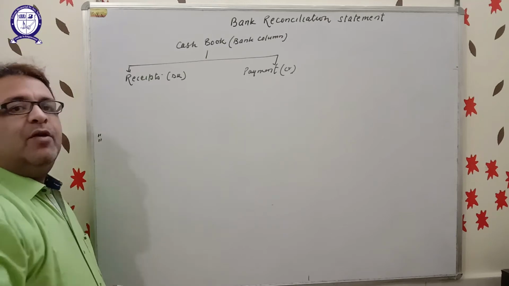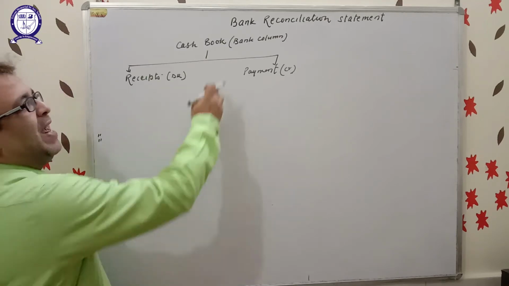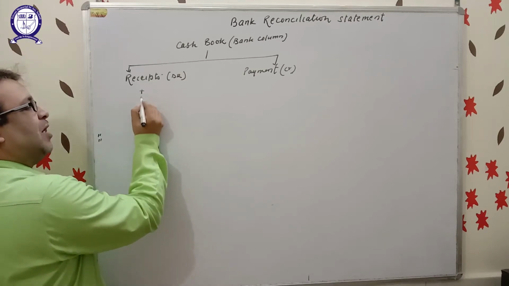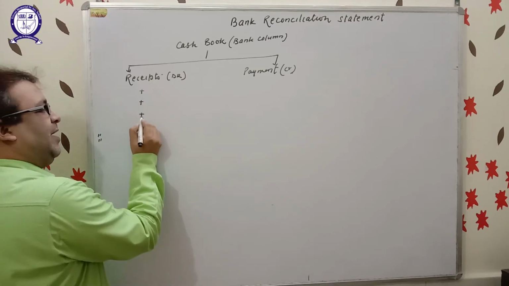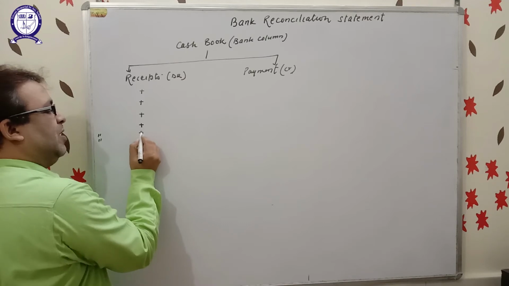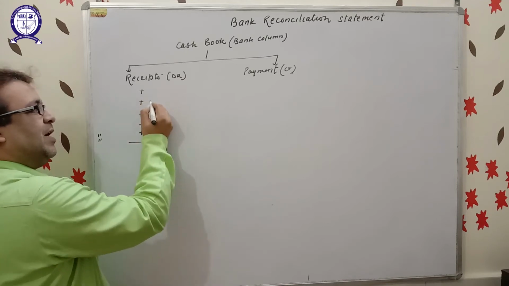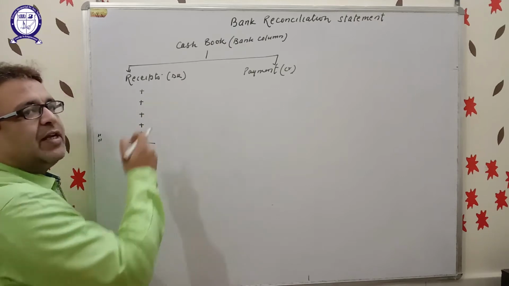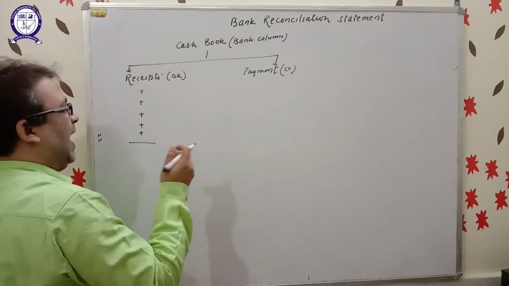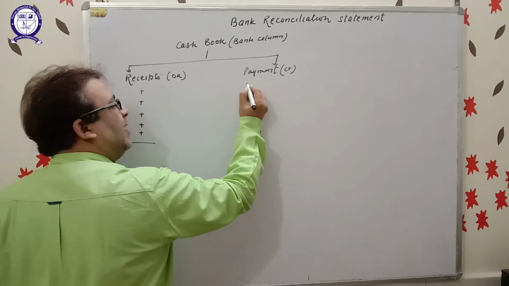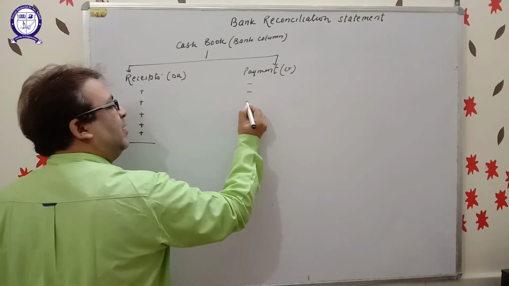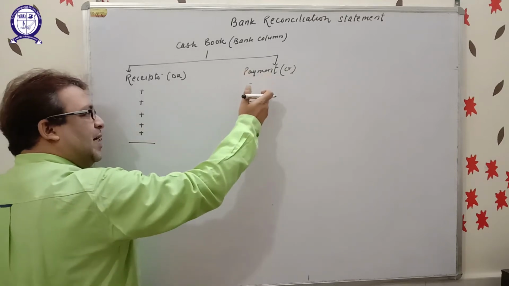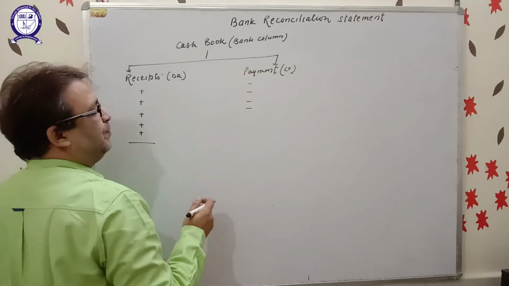So we prepare a cash book and we prepare a bank column in the cash book. That means we have opened a bank account. When we deposit some amount or check in our bank account, we record it in the debit side of the cash book. That means we increase our cash book balance. And when we pay some amount by check, then we record it on the credit side of the cash book.